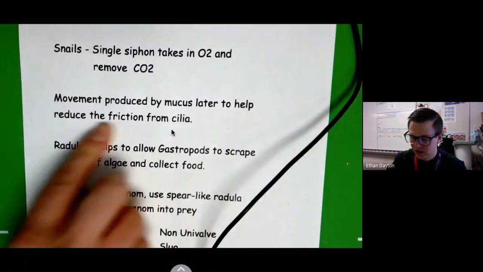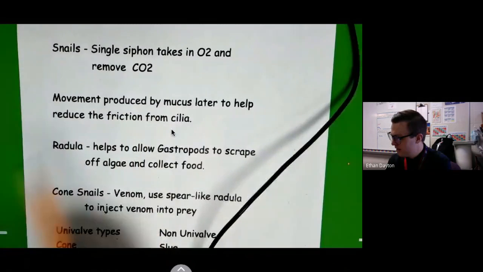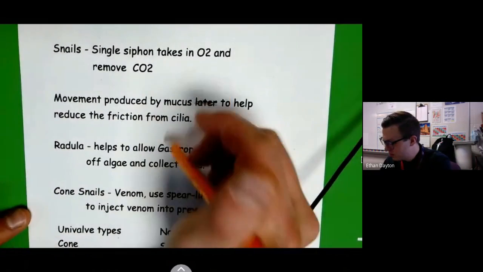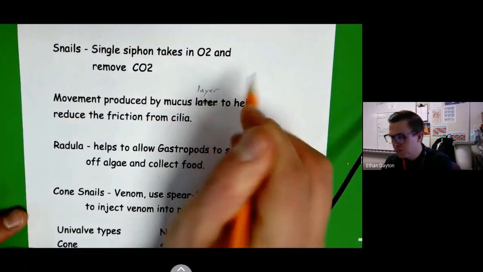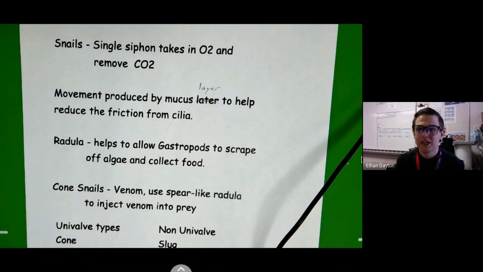Remember, this is supposed to say layer and not later. Layer of mucus. And that helps them to move. Okay. And snails and slugs kind of leave that trail. Okay. A snail trail. Now, what is the body part that snails and slugs use to help them eat? Emily.